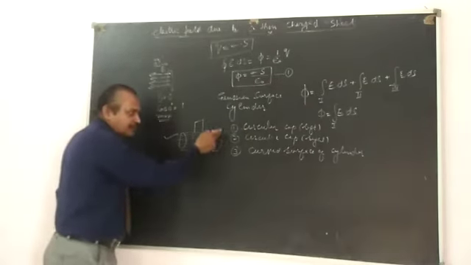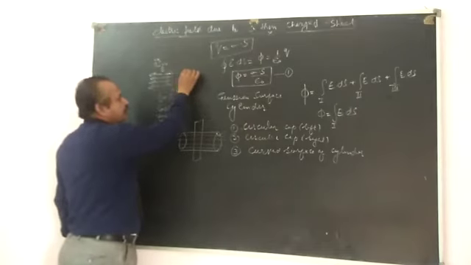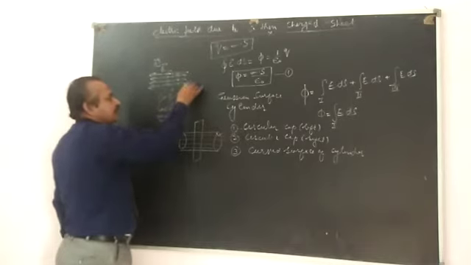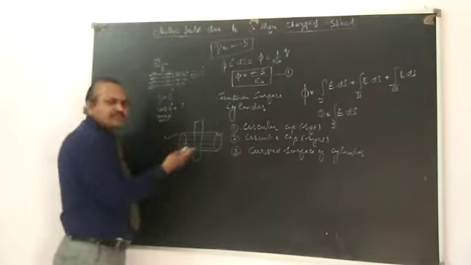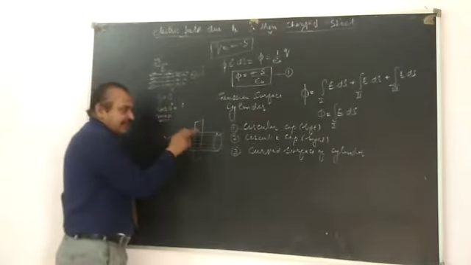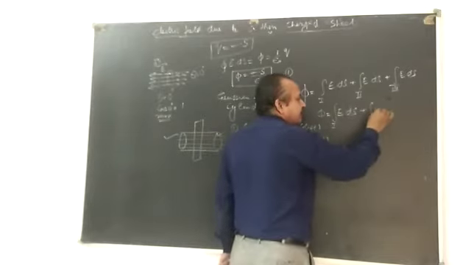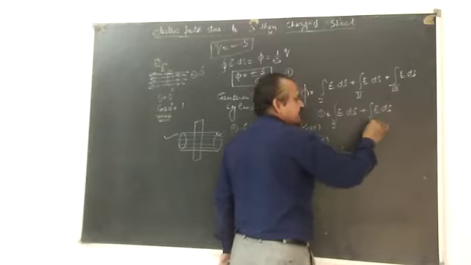Similarly, when I talk about the second part, that is also the same situation. The only thing is, the area vector is in this direction and the electric field is also in this direction. So again, theta is equal to 0 degree. So from the second end also, I will be getting the maximum flux, that means E ds. Any doubt?